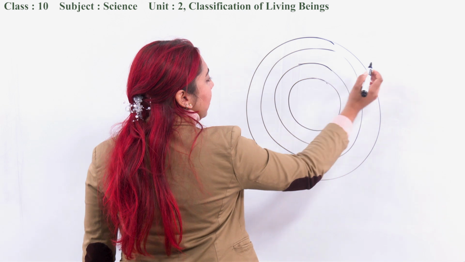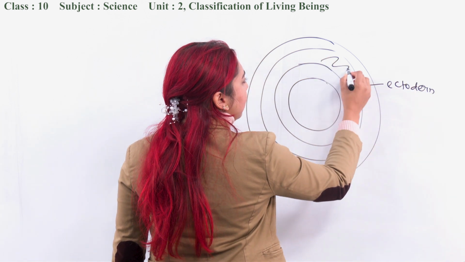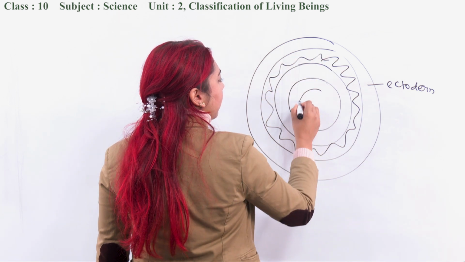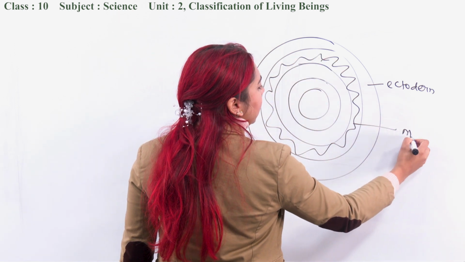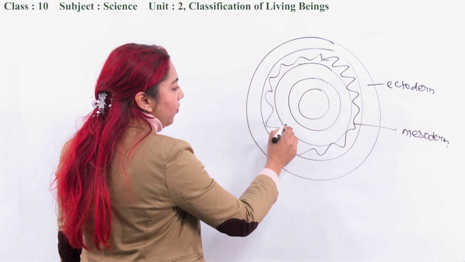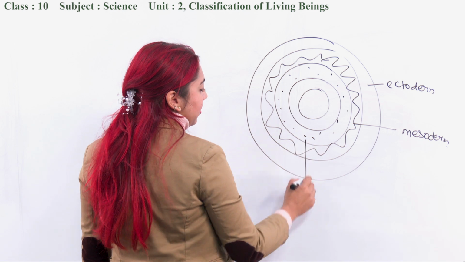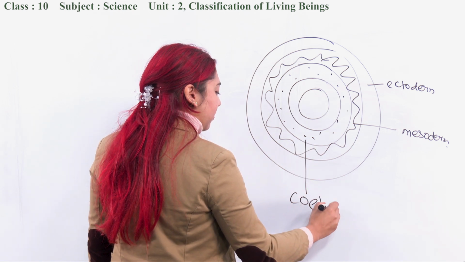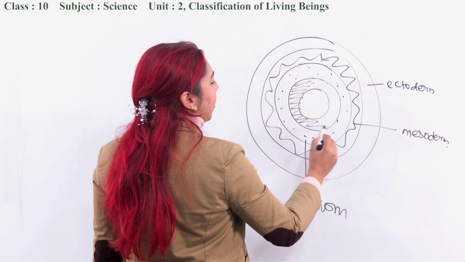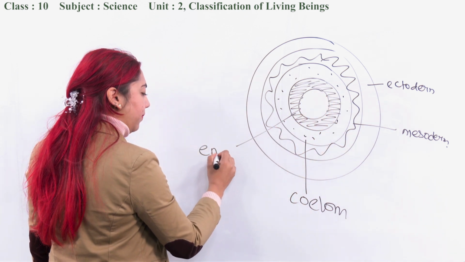now this is the ectoderm. Now this layer is the mesodermal layer, and then we have this inner layer, which is coelom, and this innermost layer is the endoderm.